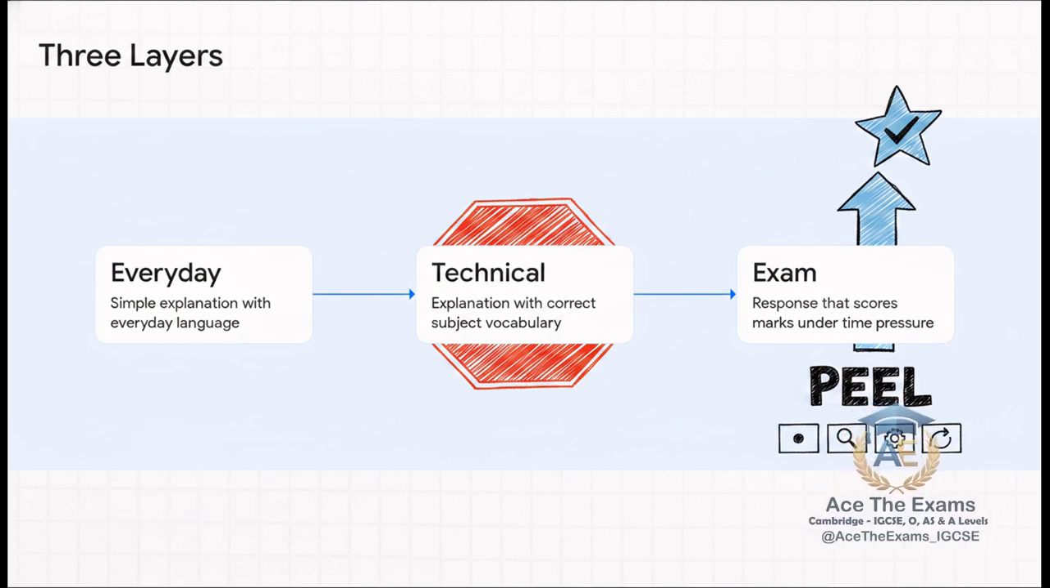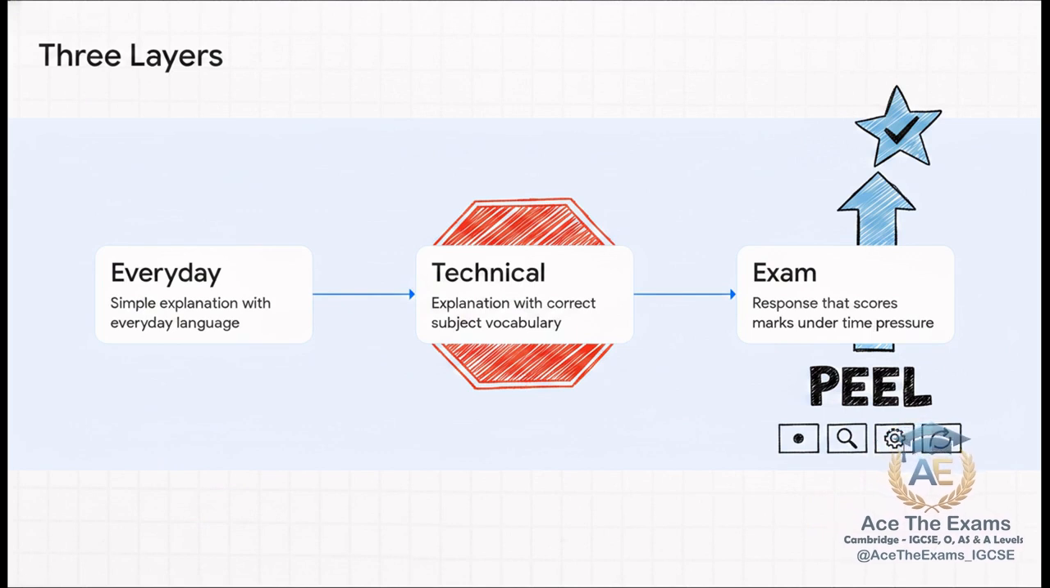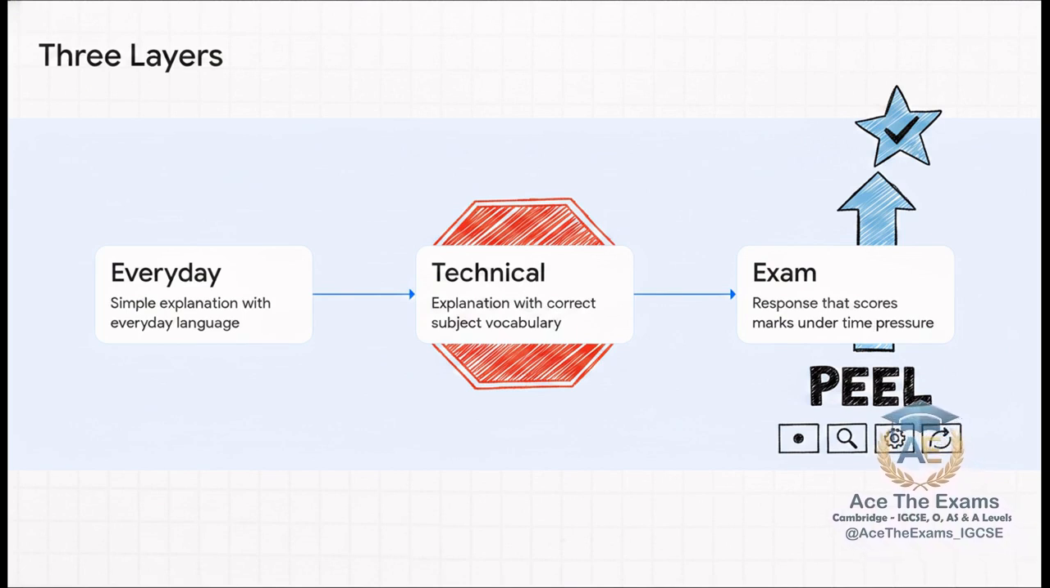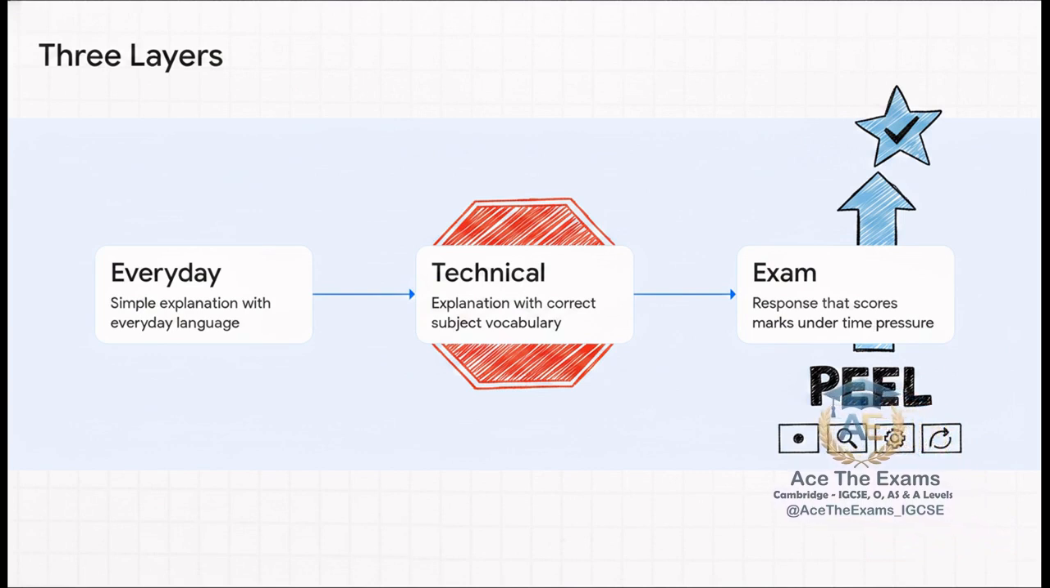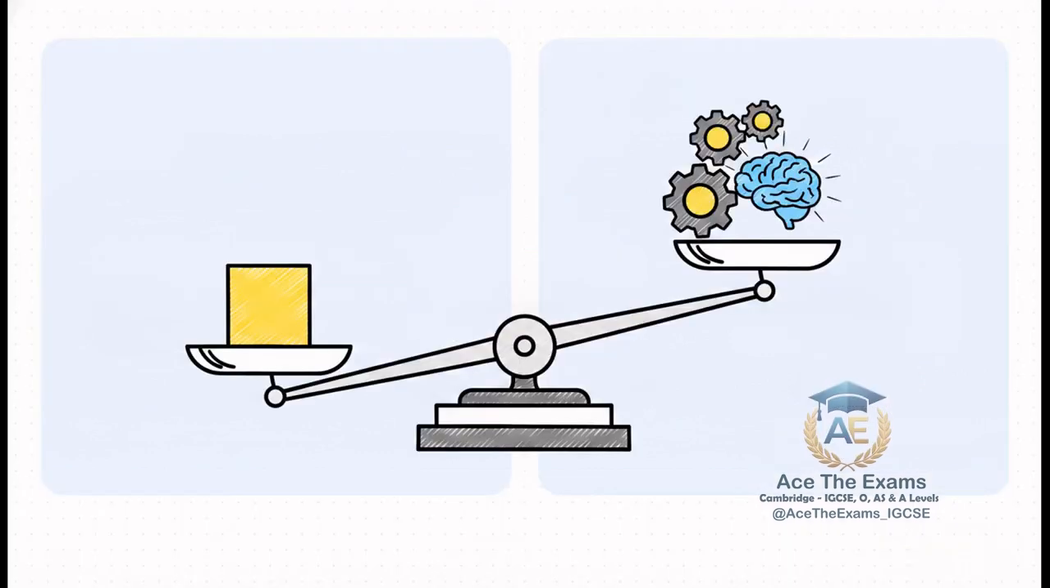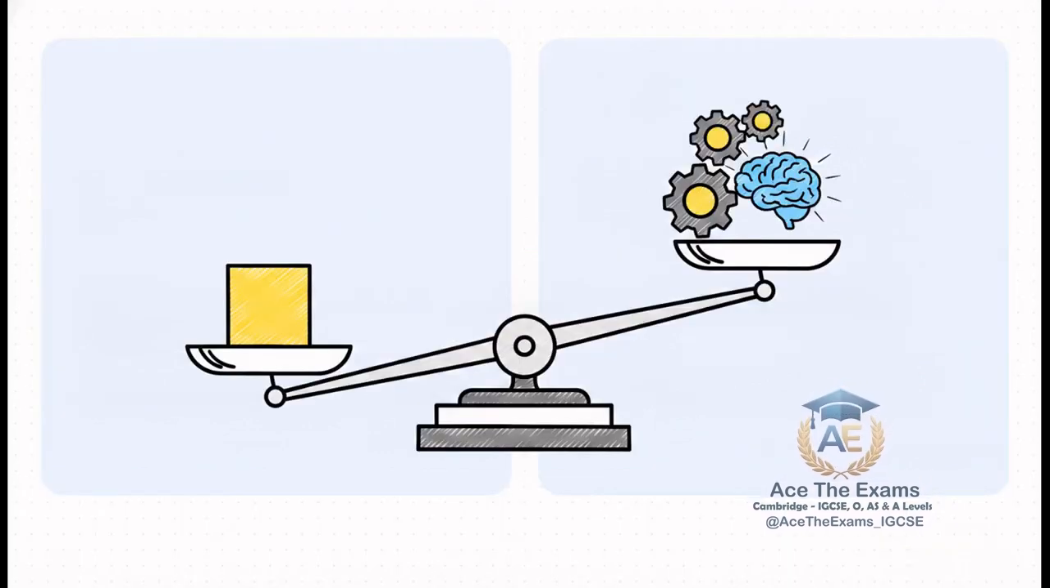Remember the PEEL framework we talked about? Point, evidence, explanation, link. Your point is your direct, punchy answer. Your evidence is the technical fact backing it up. Your explanation is how the mechanism works, and your link connects it back to the real-world context of the question. If you are only operating at Layer 2, you are quite literally leaving up to 40% of your marks on the table.